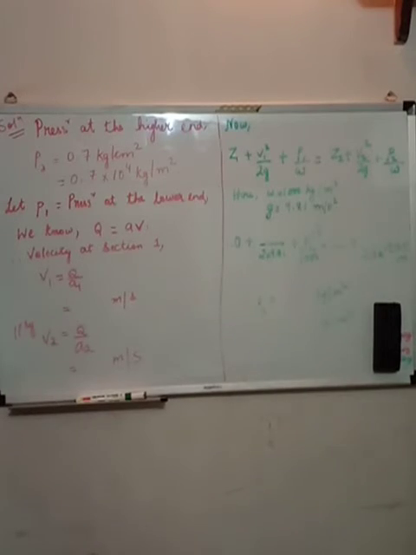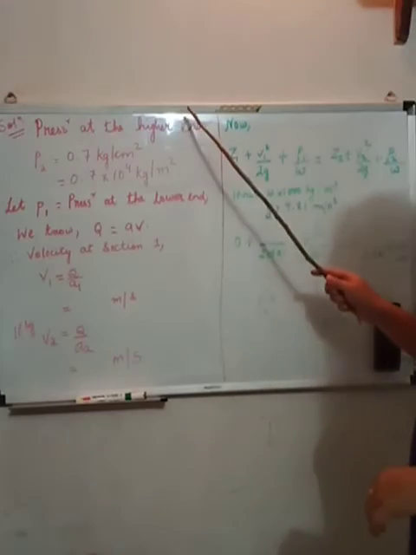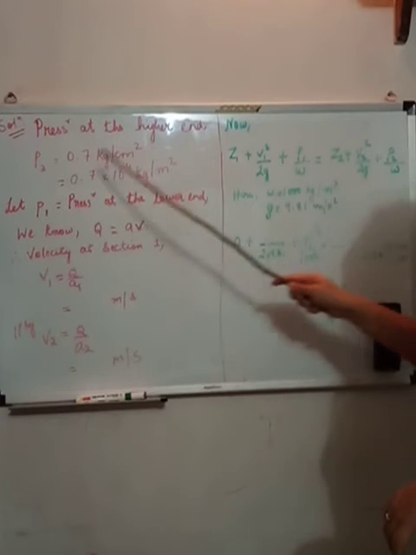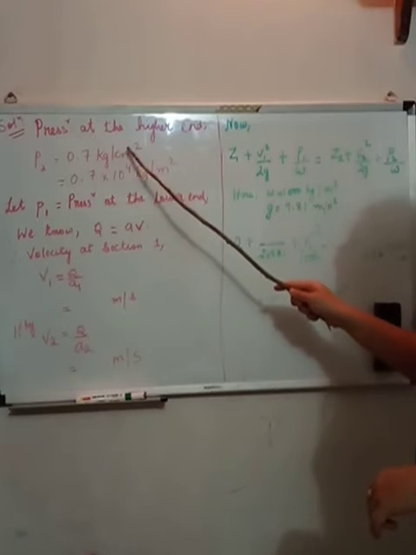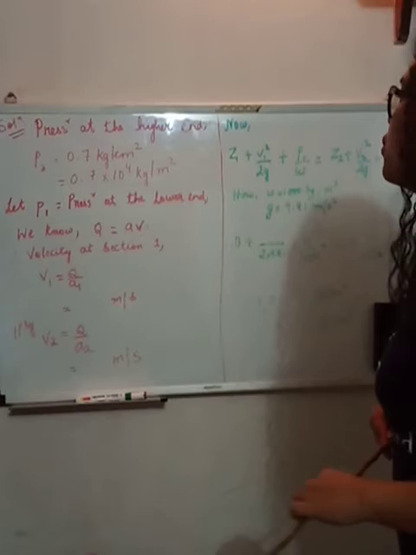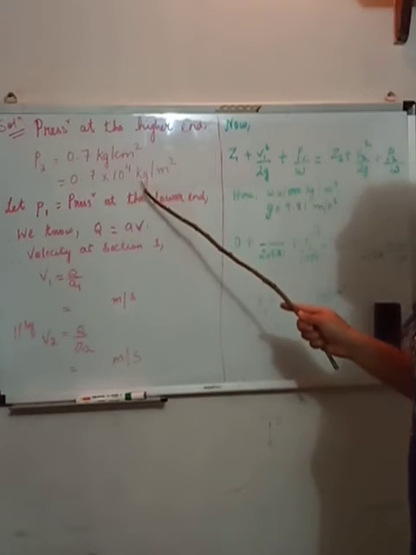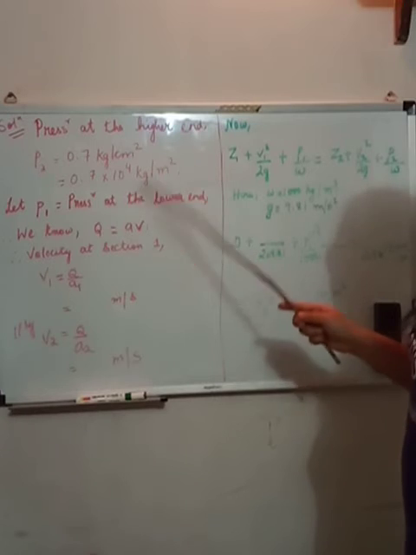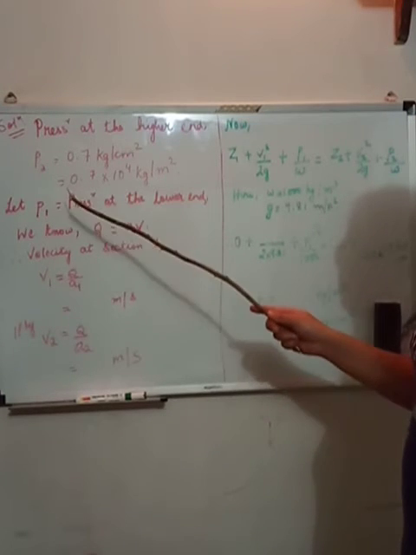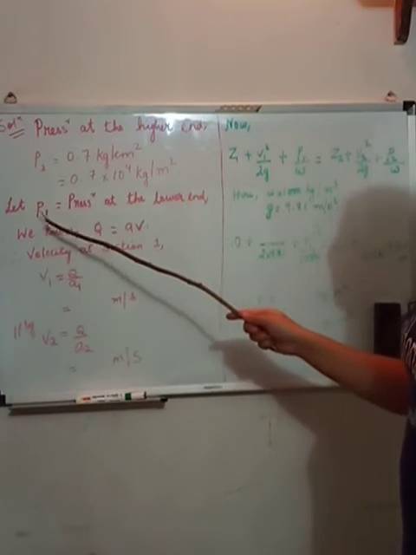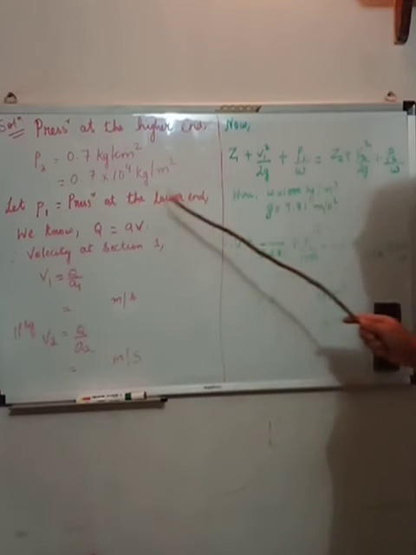Now the pressure at the higher end, if you remember the figure, is given as 0.7 kg per centimeter square. We'll convert into meter square. It's 0.7 into 10 to the power 4 kg per meter square. Now we have to find the pressure at the lower end. So let us say that P1 is the pressure at the lower end.